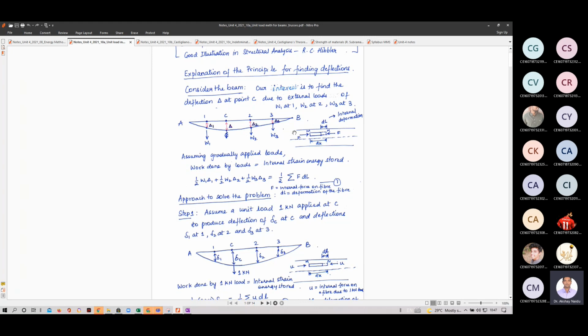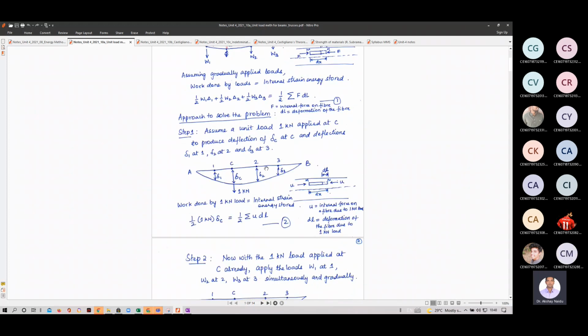This is the work. Internal strain energy is stored. Now this is the beam AB segment. There is a fiber. The fiber will experience compression. So when there is compression in the fiber, this is a compressive stress. So compressive force F is acting. Force times the deformation, the compression, internal deformation dl due to the applied load is this. So half sigma F dl. This is the first equation.